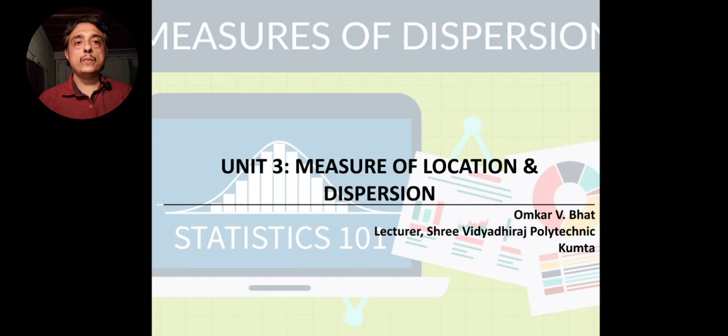In the previous video we learnt about central tendencies. So which are central tendencies? Central tendencies are mean, mode and median. In the previous video we studied how these things are calculated for the given data set.